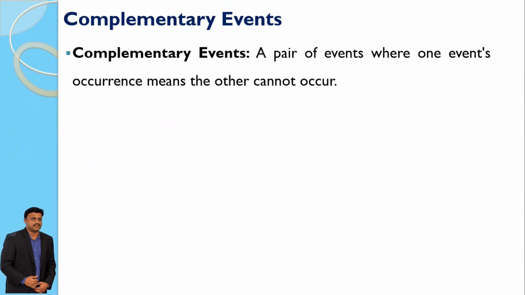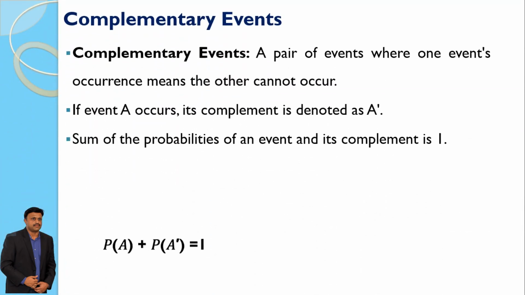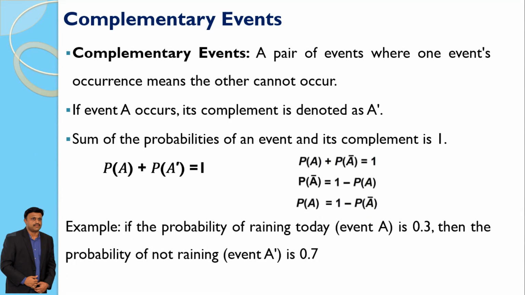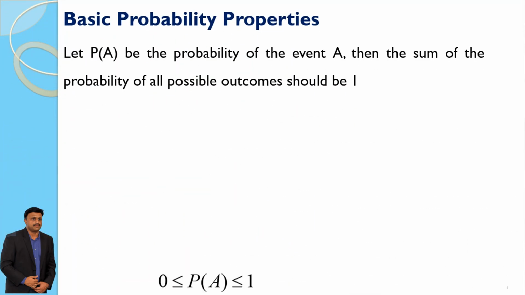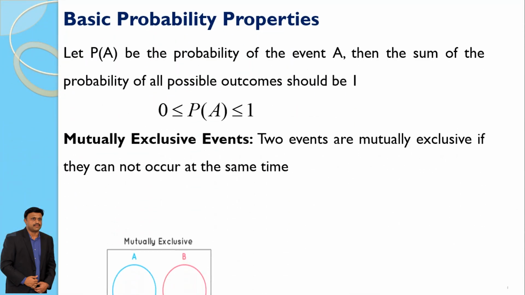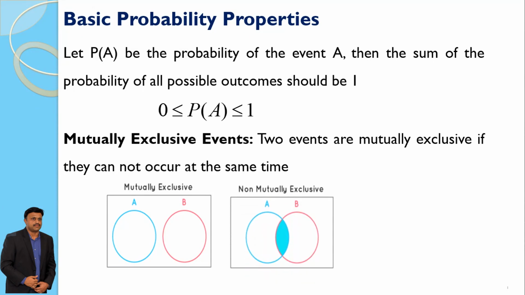Complementary events are pairs where one event's occurrence means the other cannot occur. The sum of the probabilities of an event and its complement is always 1. For example, if the probability of rain is 0.3, the probability of no rain is 0.7. The probability of an event A, plus the probability of all other outcomes, equals 1. Mutually exclusive events cannot occur at the same time, while non-mutually exclusive events can.